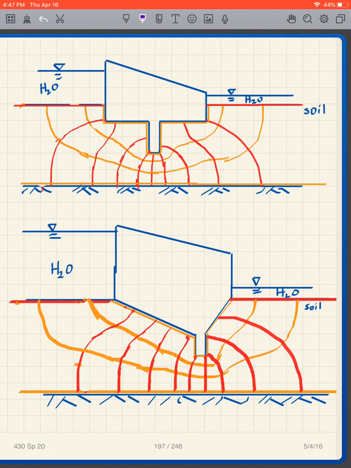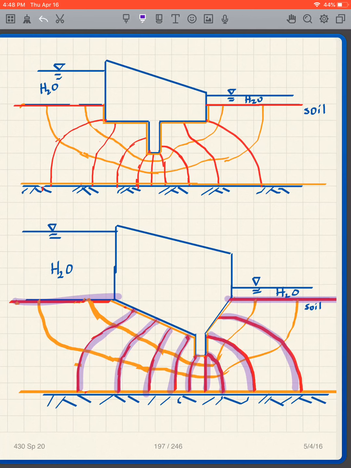Assuming the soil is uniform. Now, the other lines in the flow net are called equipotential lines or equal head lines. So in other words, these lines here are lines where the head is equal. In other words, all along this line here, if I figure out the head there and figure out the head there, it's the same. What do I mean by head?